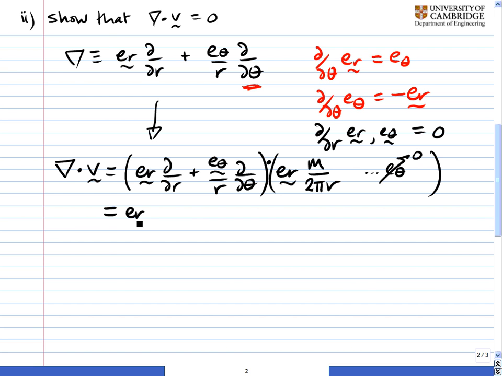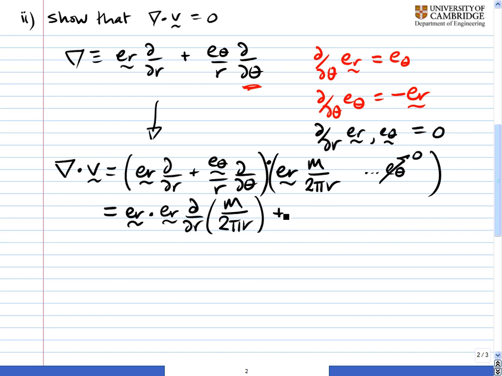Let's do the e_r term. We've got e_r. Now this d by dr can hop the other side of the scalar product because the scalar product is only telling us how to relate this vector to this vector. So the scalar product goes in there, and the d by dr can also hop the other side of the vector here, simply because d by dr of e_r is equal to 0. e_r does not depend on r. So then we get d by dr of m over 2 pi r, and that's the end of the first expression.